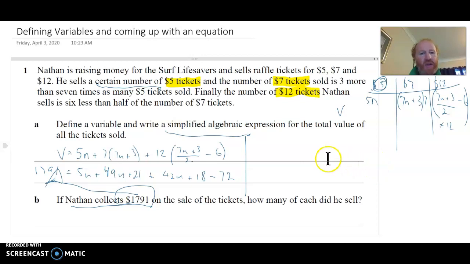The key to this one is recognizing that it's a single equation and therefore I have to have a single variable. In this case, I chose n to deal with.